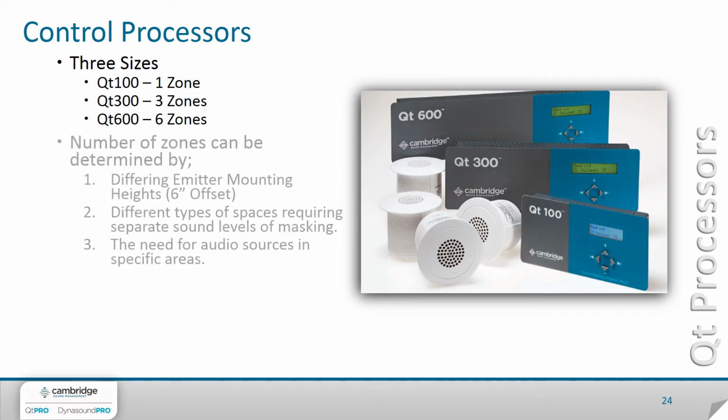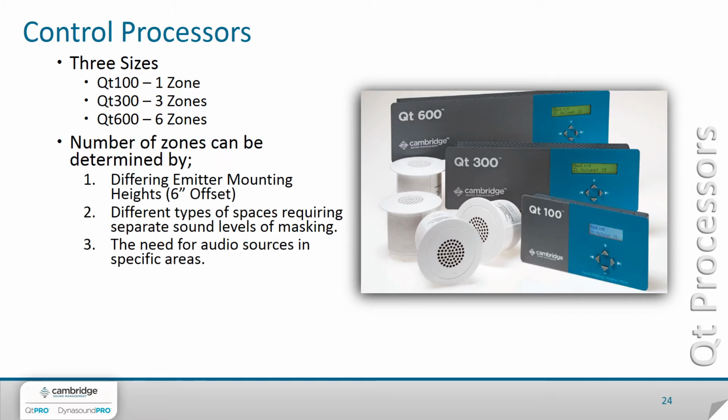Sound masking zones are defined by two driving factors. First, different emitter mounting heights within the same space will require separate zones in order to adjust the sound masking to the exact same sound pressure level. A good rule of thumb is to look for emitter mounting heights which vary by greater than 6 inches. If this condition exists, separate zones are typically needed.